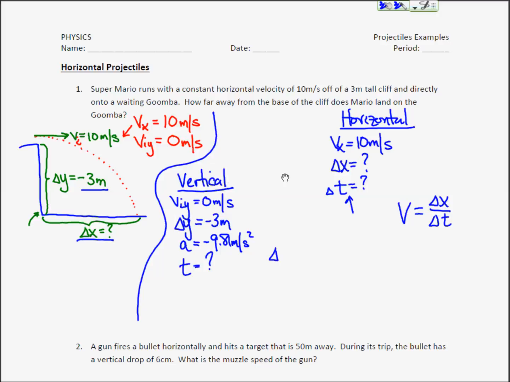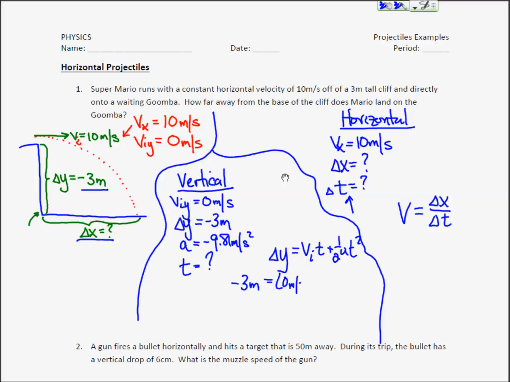The equation that I will use in my vertical direction has displacement, initial velocity, time, and acceleration: delta y equals v_iy times t plus 1/2 a t squared. That's the equation I'm going to use to solve for time. If I substitute all my values, I get -3 meters equals 0 meters per second times t plus 1/2 times -9.81 meters per second squared times t squared. If I solve this for t, notice that the first term goes away because it's 0. 0 times anything is 0. And I solve for time.